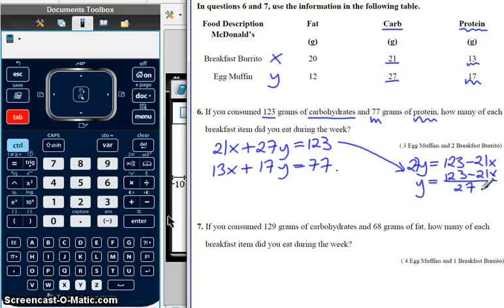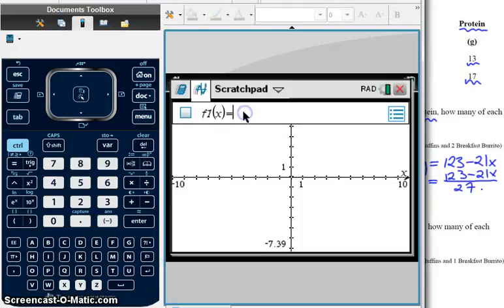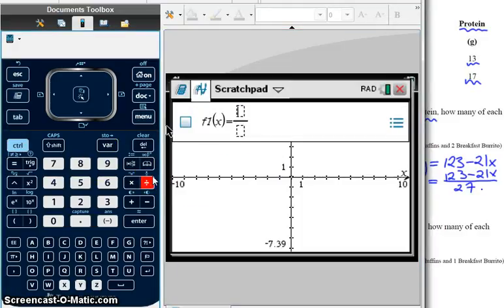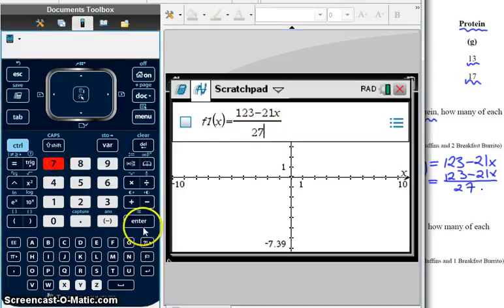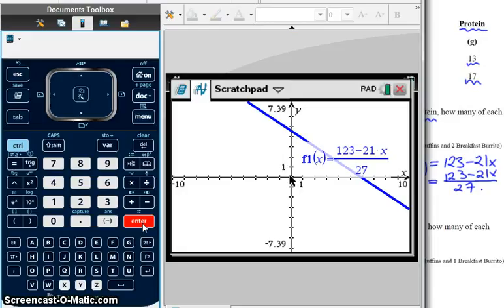Now that's a function we can put in, so let's see if we can remember that. 123 minus 21x divided by 27. So go back to our display here to type the fraction. Easiest way, I think, is control division. So it's 123 minus, you can use this one, but we'll use the subtraction to be more accurate. I think it was 21, oh yeah, we can see it on the side there, 21x divided by 27. And enter to display that on our graph.